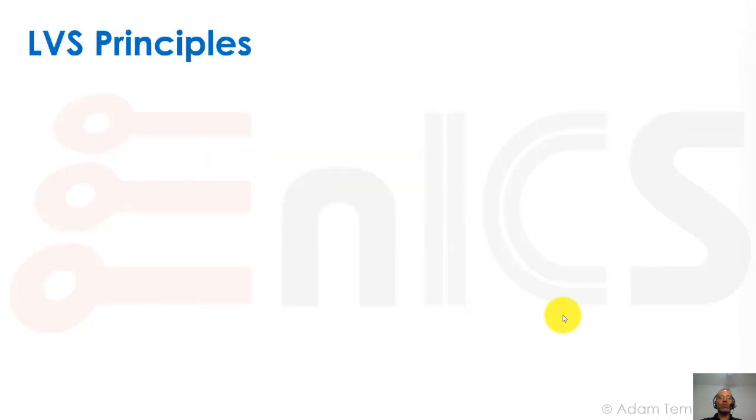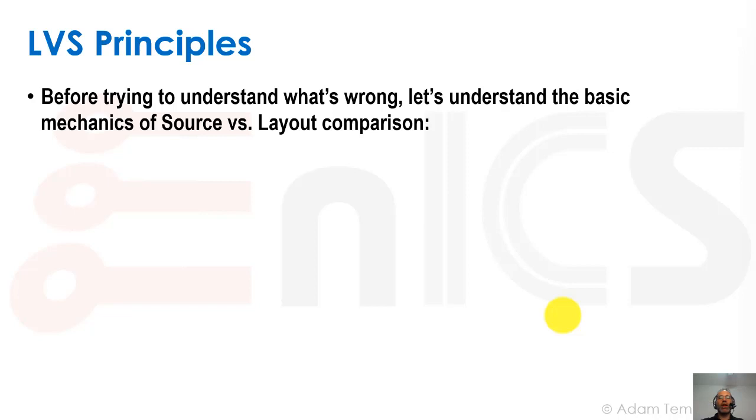So, what are the principles of LVS? Before trying to understand what's wrong, and there's going to be stuff that's going to be wrong, and it's going to be really hard to debug. Hopefully, a lot of the stuff that I've showed you before will eliminate many of those problems. But still, you're going to probably have all kinds of things that will go wrong, and you're going to have to try and debug and find out what's going on. So let's try and understand the basic mechanics of source versus layout comparison to try and understand what's going on.